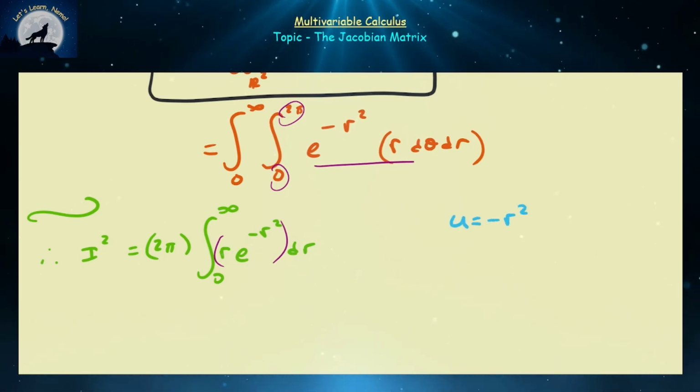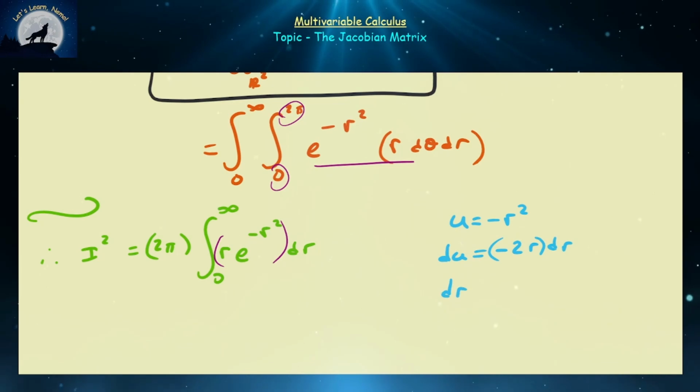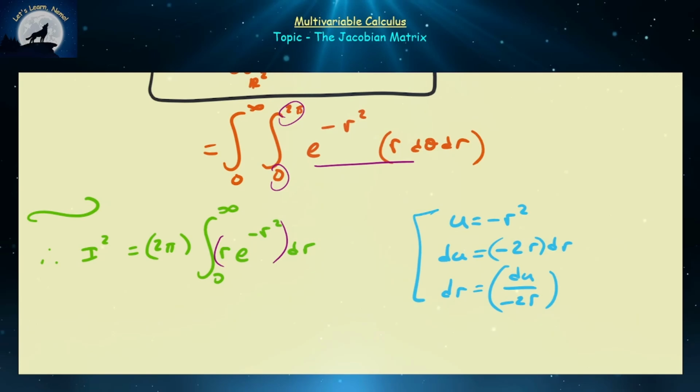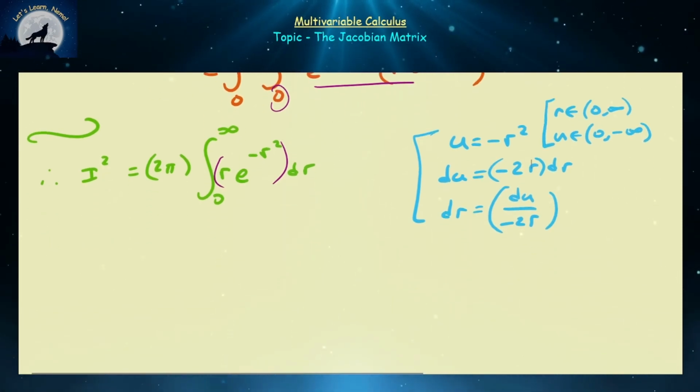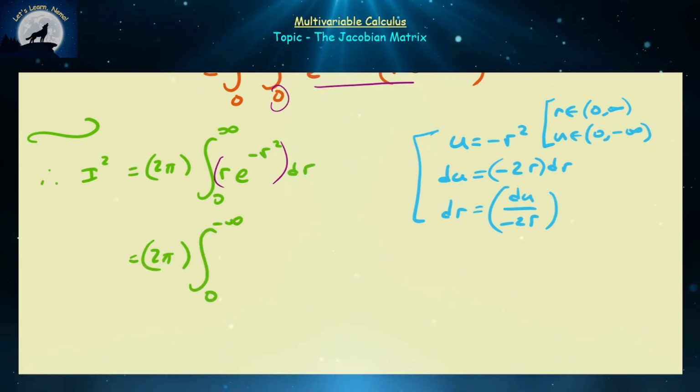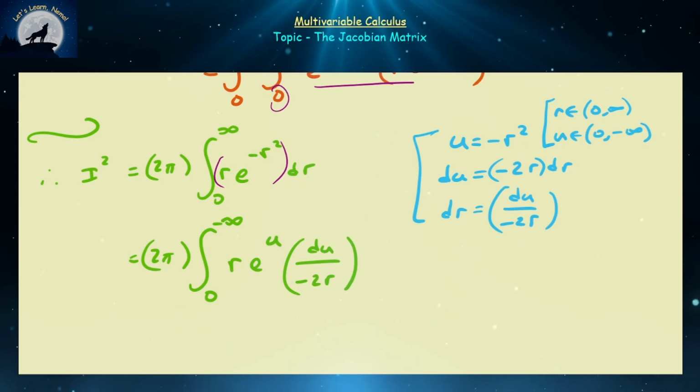So let u be equal to minus r squared. When u is equal to minus r squared, du will be equal to minus 2r dr, forcing dr to be equal to du all over minus 2r. Also notice that when r belongs to 0 to infinity, u will belong to 0 to minus infinity in that direction, so make sure you do not get them backwards. So we're going to have 2 pi times the integral from 0 to minus infinity of r e to the u, and then we're going to have du all over minus 2r as our differential of r.